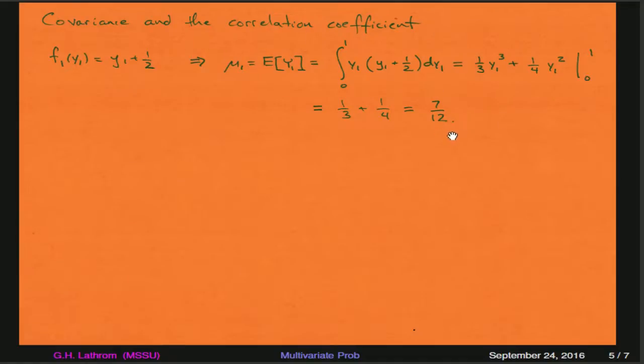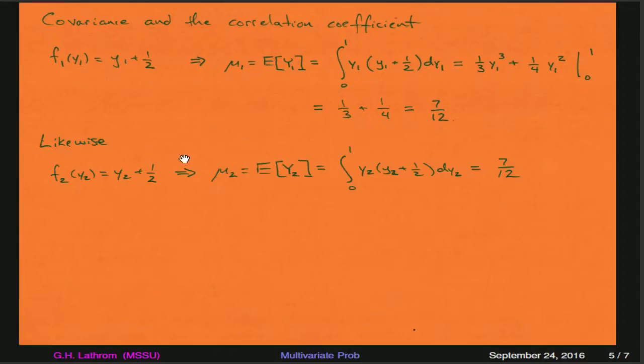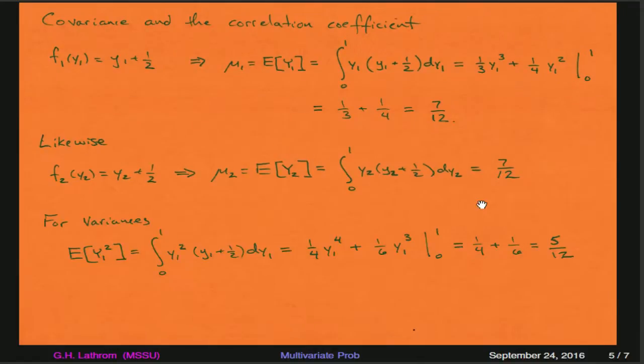value of 7/12. If we do the same thing for y sub 2, because our marginal distributions are basically the same, we see that we would also have an expected value of y sub 2 of 7/12. Now for the variances, we need to compute the expected value of y sub 1 squared. Again, computing this value, we've got the integral from 0 to 1 of y sub 1 squared times y sub 1 plus 1/2 dy sub 1. Doing this integral, we see that we end up with a value of 5/12.